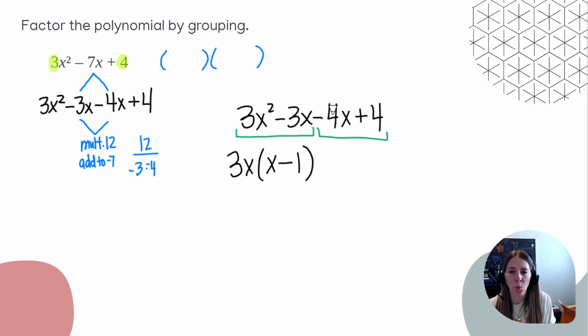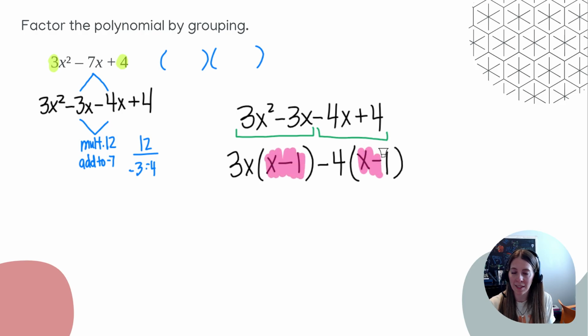Now my second group, what is the greatest common factor for -4x and a +4? I think I want to take out or divide by -4. Yes, if I divide by -4, then -4x divided by -4 is x. So notice this is matching so far, so we're doing good. And then 4 divided by -4 is -1. Okay, so at this point, I noticed that my two factors inside the parentheses match, so that's how I know I was doing it right.